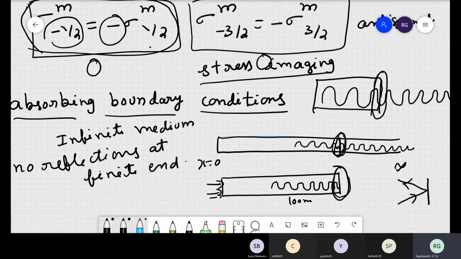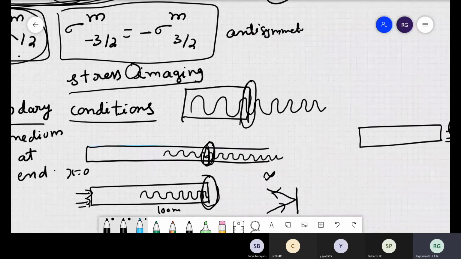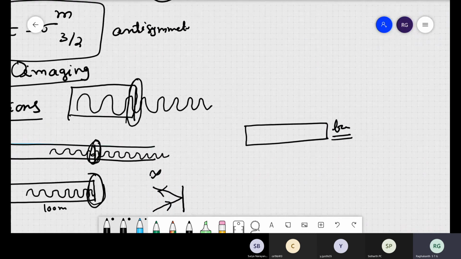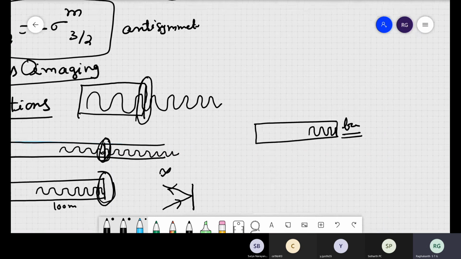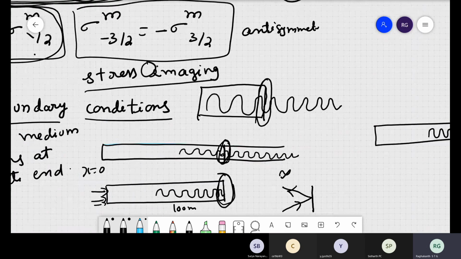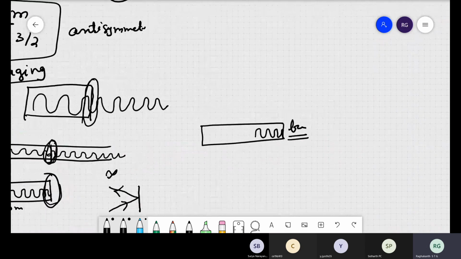So now when you use a free condition, if you assume that this end is free, what happens to the wave you are simulating? The amplitude becomes double, but that should not happen. You followed, right? So this is what we call the absorbing boundary condition. What should happen at the surface is nothing. There should be no reflections. Whatever wave comes, it should just silently pass like this actually.